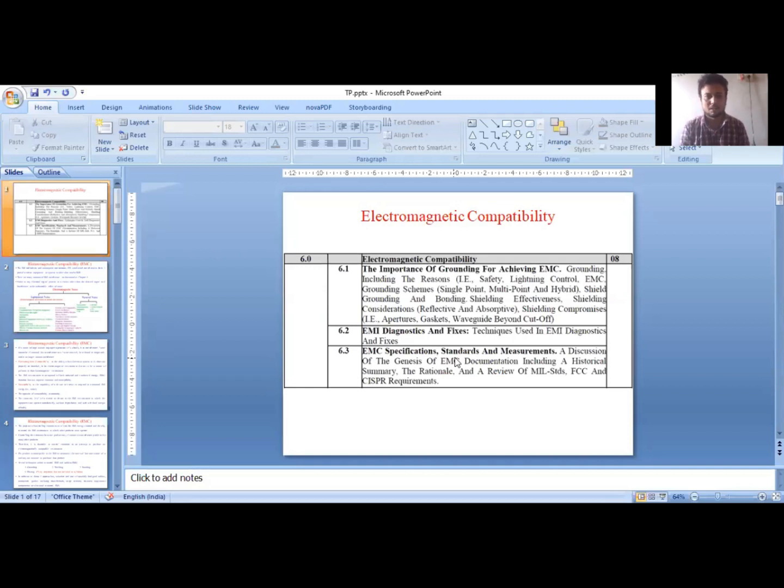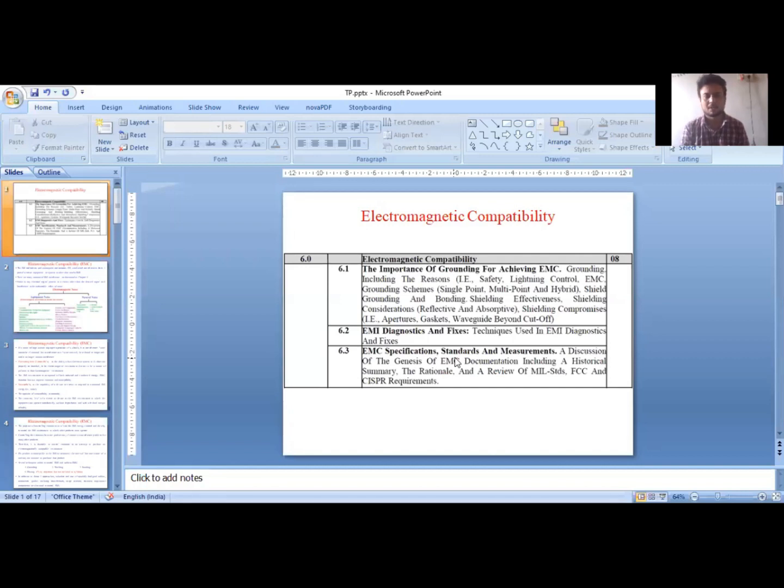Some of the techniques are grounding, shielding, bonding, filtering. These are some of the techniques using which one can reduce the noise in the system or equipment or any device. So we'll be studying those techniques, how these techniques are useful in reducing the electromagnetic interference or noise in the system. Then we'll also be studying the EMI diagnostics and fixes and the standards.